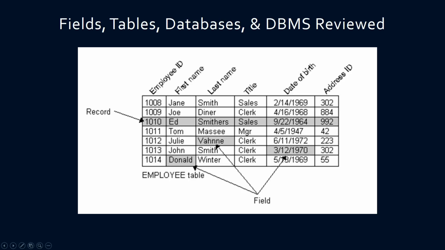Here's just a reminder before we go on that a field is one particular piece of information, like a name. A record is a collection of fields. A table is a collection of records, such as an employee table. A database is a collection of records, and a database management system is many databases. And the database management system that we're using is MySQL.